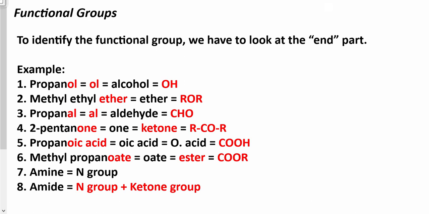And if there is a number in front of the name, like for example, 2-pentanone, that means your ketone group is on the second carbon. The number represents the location of the functional group in this case. Propanoic acid should be very straightforward. The name already gave you the idea of the functional group, which is organic acid.